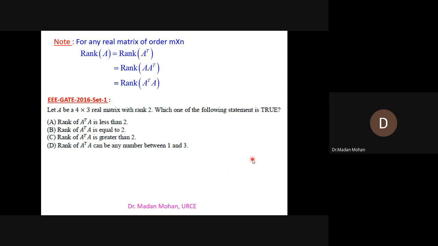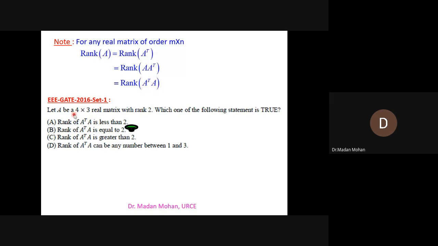What is the answer? Anyone, please? Just observe and tell me the answer. B, sir. Option B. Why is it B? Rank of A is equal to rank of A transpose into A. Very good, very good. Direct definition. A transpose A, rank is the same as rank of A.